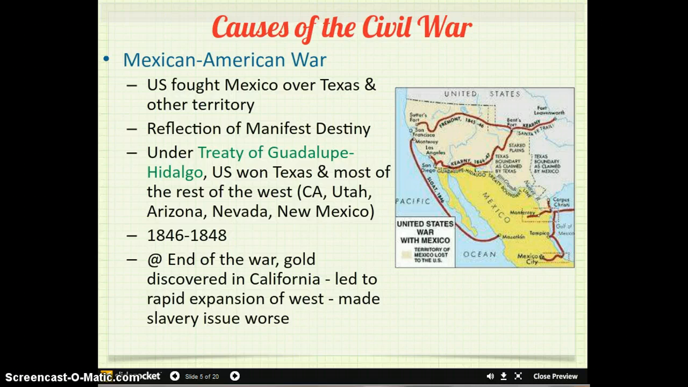At the end of the war, gold was discovered in California, and this led to a rapid expansion of our population to the west. The problem is, this made the slavery issue worse.